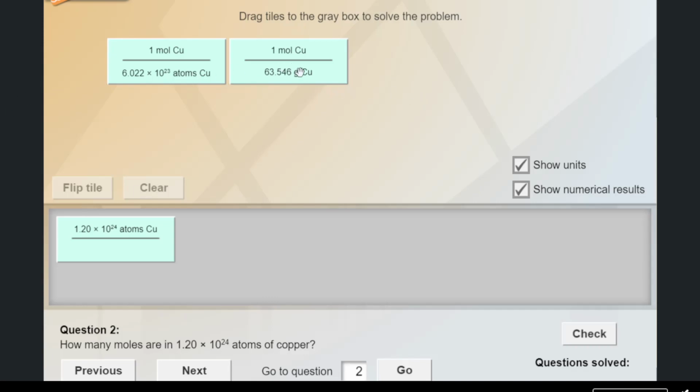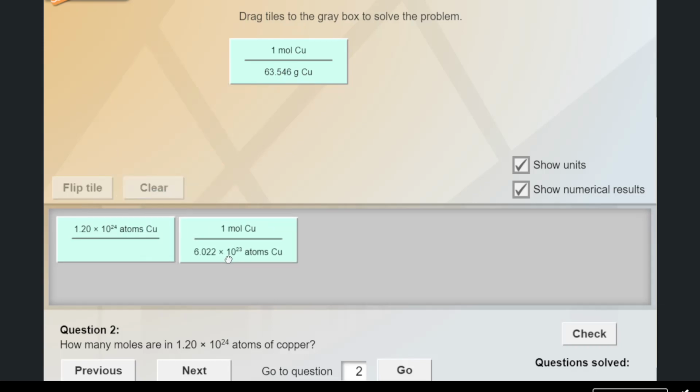So we look at our two options here. We have molar mass and we have Avogadro's number. So we'll choose Avogadro's number. If we have atoms on top, we need atoms on bottom, so we can cancel those units. We're solving for moles, so you would go 1.20 times 10 to the 24th and divide that by Avogadro's number, and that would give you 1.99 moles of copper.